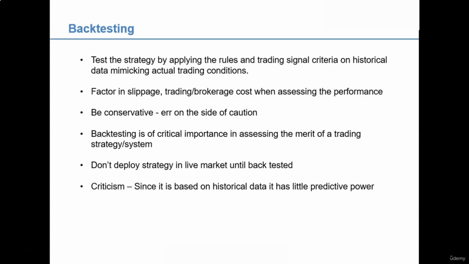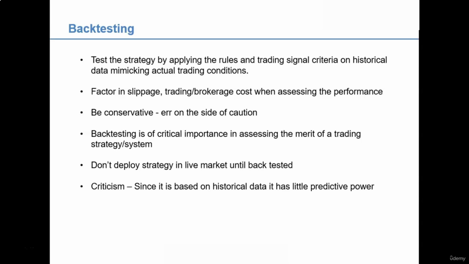So in backtesting, what we are doing is that we are testing the strategy by applying the rules and trading signal criteria on historical data, mimicking the actual trading condition. Mimicking actual trading condition being the key phrase, right? You want to ensure that you're not being too aggressive with your assumptions, and you have to ensure that you are trying to mimic the real world conditions as much as possible, okay?